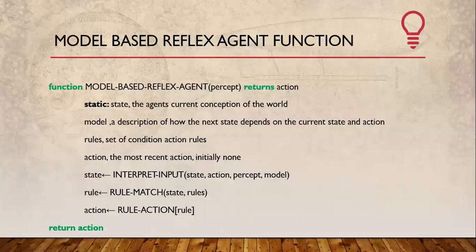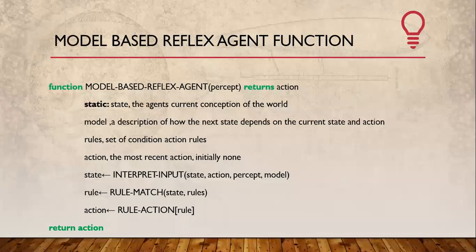Now, let's see what the function of a model-based reflex agent could be. I think we are well aware of things like this, because we have already seen an example of what a table-driven agent looks like, and then we took an example of what a simple reflex agent looks like. The function looks very similar to the simple reflex agent, with certain additional things in it. The name of the function, let's say, is model based reflex agent, and of course it receives the input as percept.